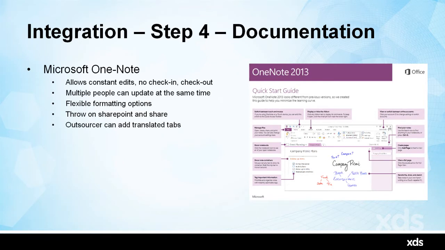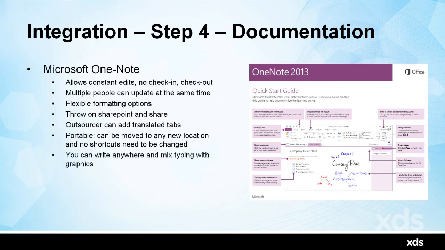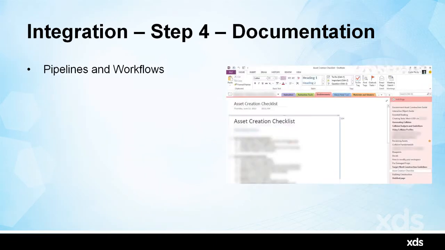Outsourcer can add translated tabs to the OneNote, so sometimes they can do that. You can just allow them to modify the OneNote themselves, which again can be scary, but it works out pretty well. And it's nice and portable. You can move it around, and the links don't need to be updated. It's pretty nice that way. And you can mix typing with graphics, like I mentioned. And you can also, of course, document all your pipelines and workflows.